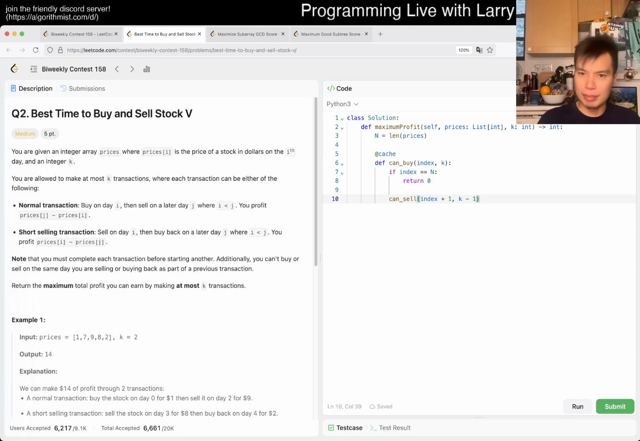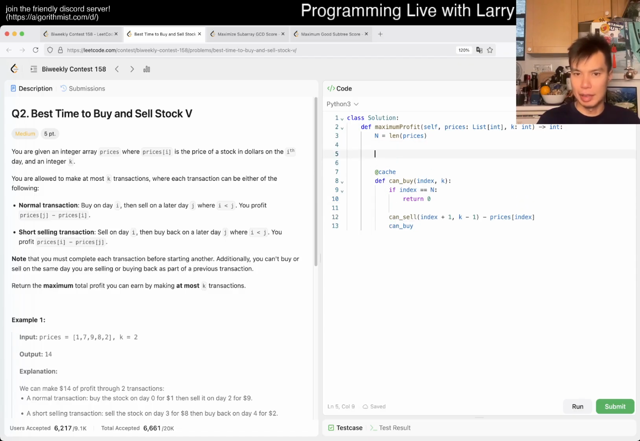Yeah, okay. Can sell plus. It's a little bit awkward, I think. I might have to do another state, but can sell minus prices of index. So that's for if you buy. And then the other one is if you can just can in the future. Okay, I think yeah, I get it.